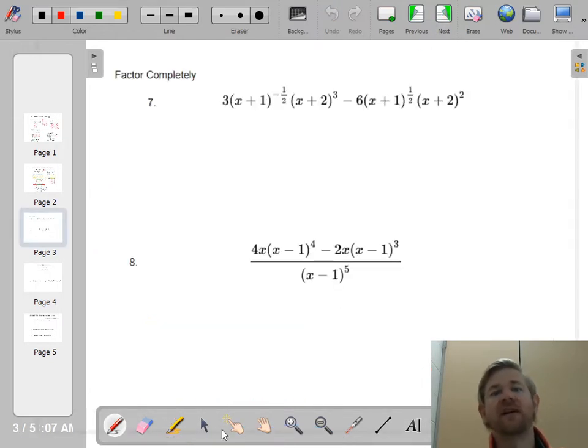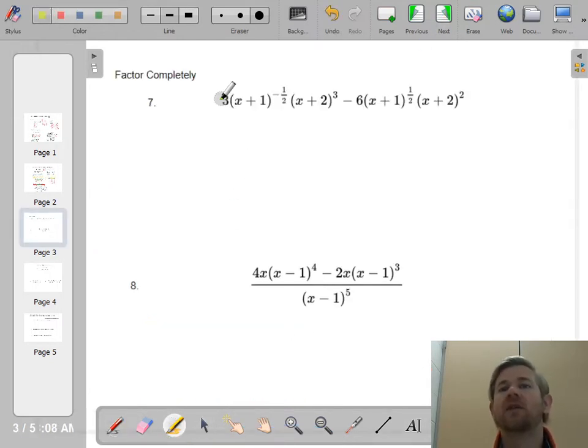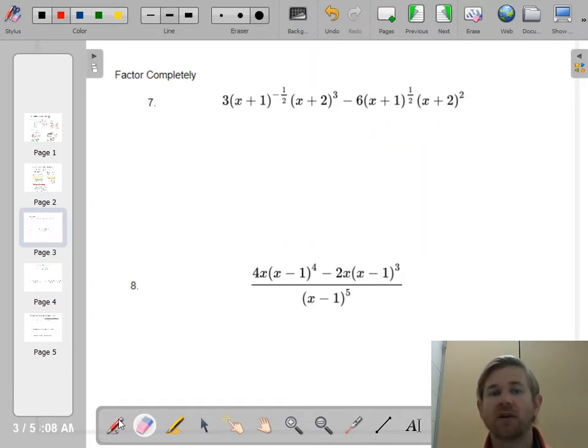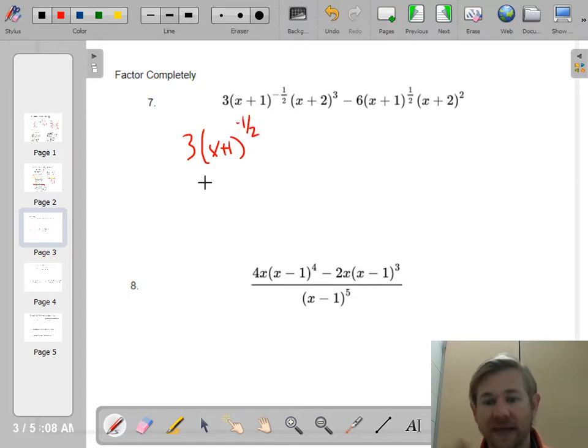Moving along, let's factor. So when you factor, first thing, recognize there are two terms. So in the parentheses, you need to have two things, and they're going to be separated by a minus sign. Something on the outside is your GCF. It's important you know that. 3 and 6, GCF is 3. x plus 1, x plus 1. You always factor out the negative exponent. You don't think about it. x plus 1 to the negative 1/2. Okay, fine. That's always the case.